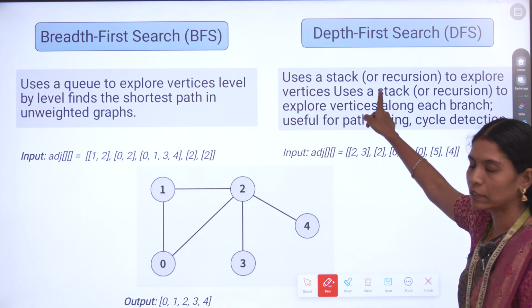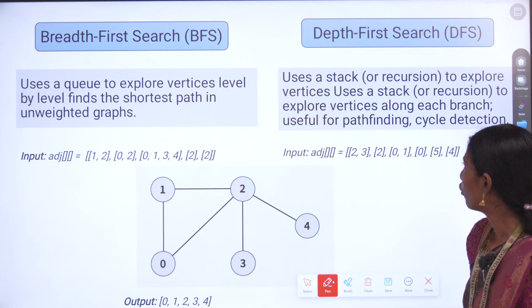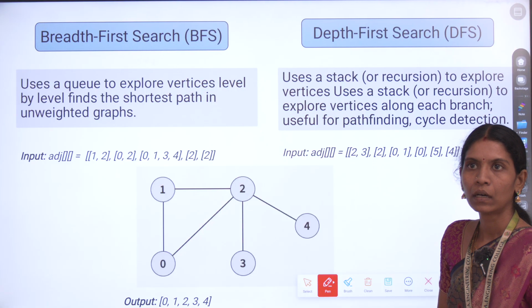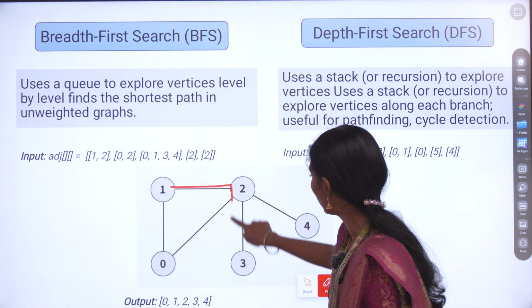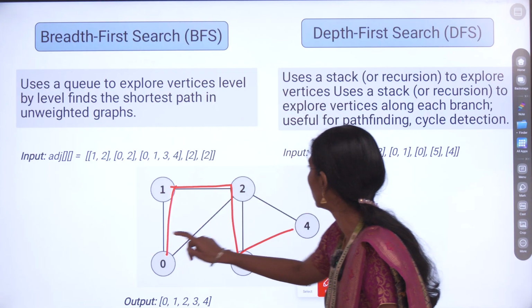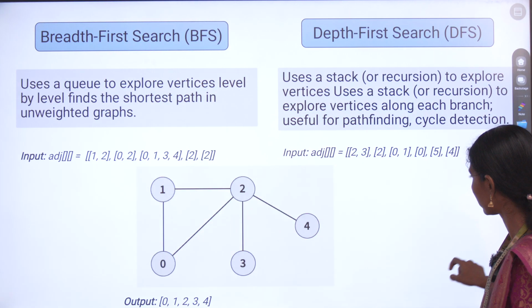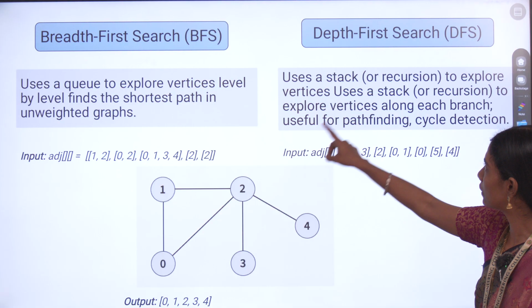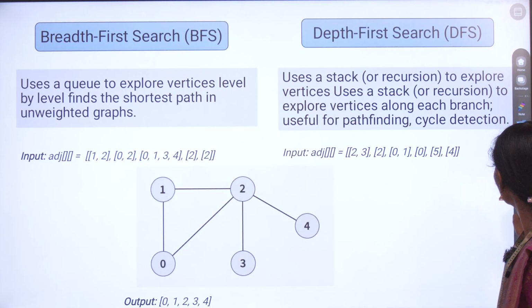In depth first search, it goes deep in all possible ways, for example in network flows and social media networks. 1, 2, 3, 4 and 0. This is depth first search. The output for breadth first search and depth first search are also 0, 1, 2, 3 and 4.